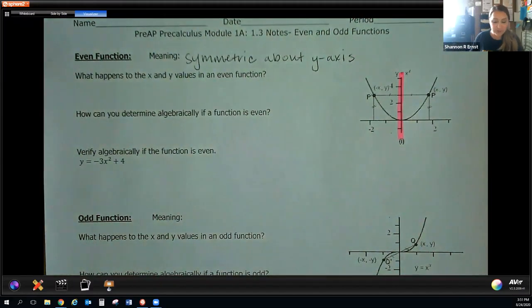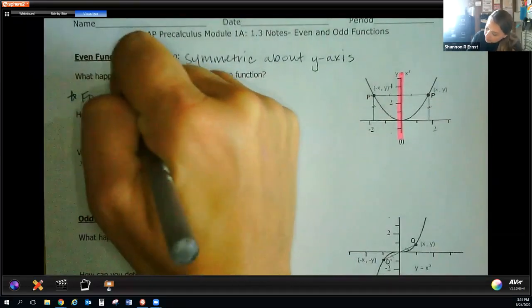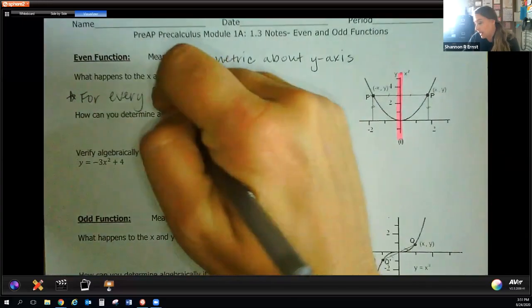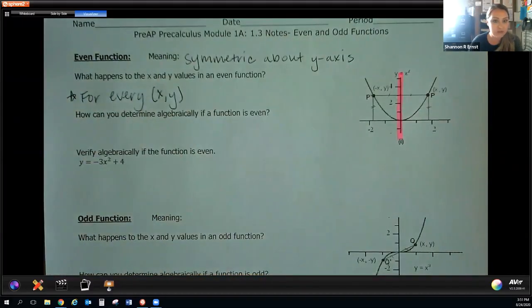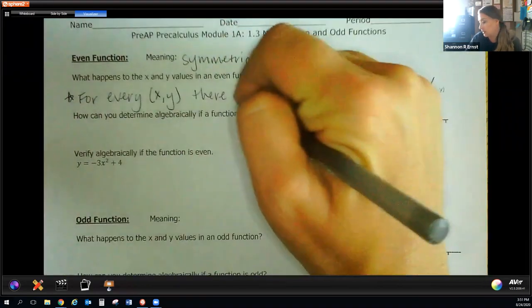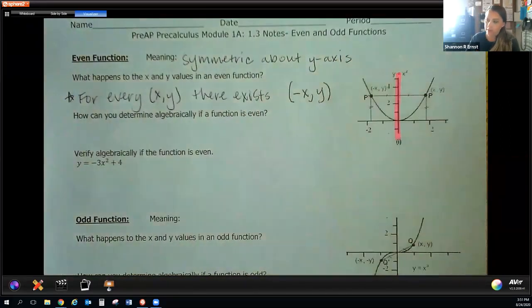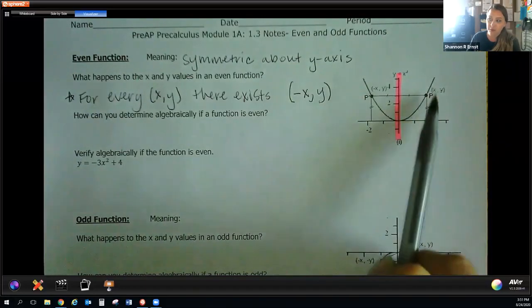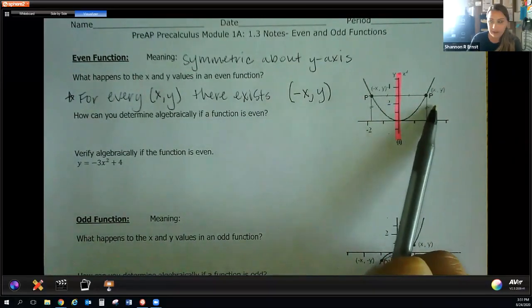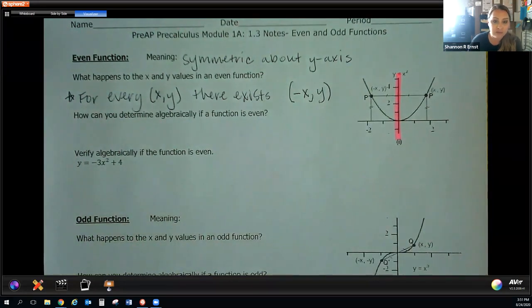If we were to look at it as a point, then that could also mean for every (x, y), so for every point, every positive point, there exists (negative x, y). So that just means for every positive point that we would find in quadrant 1, there exists a point in quadrant 2 where the x sign got flipped. And that gives you that fold over from quadrant 1 to quadrant 2.